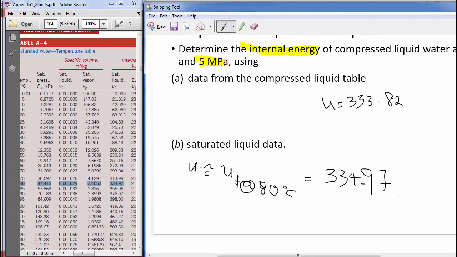You can see those two answers are very similar, because this approximation will only work if this is a compressed liquid. The reason why we can make this assumption is that if this is a compressed liquid, the properties don't change very much with temperature.